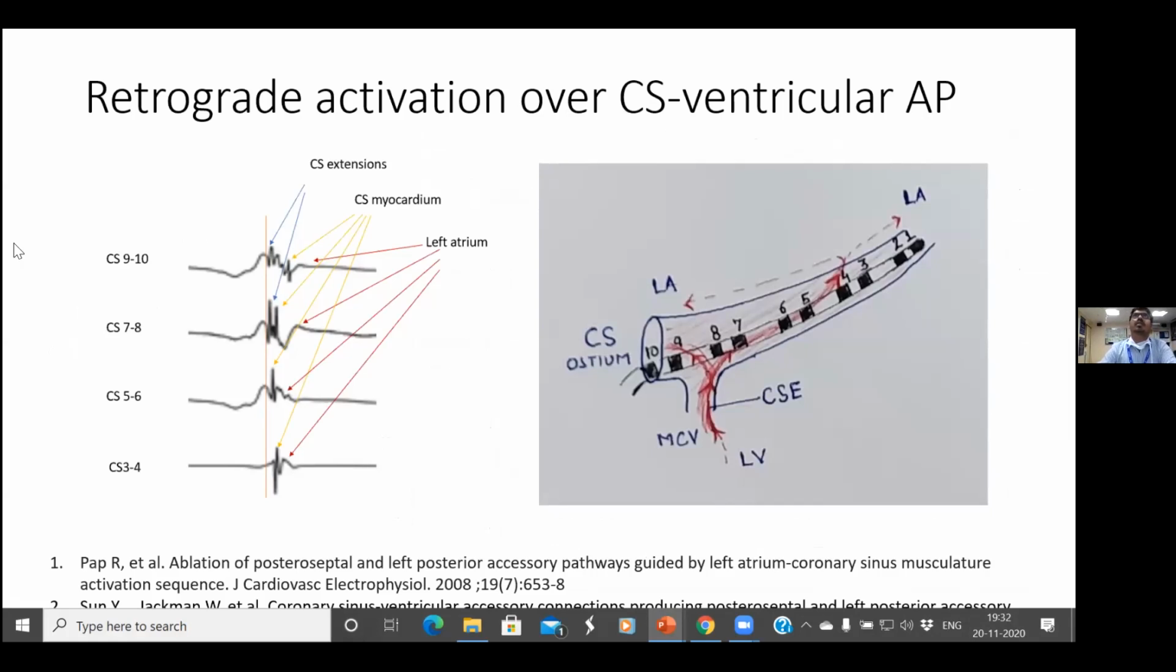Like in this case, we can see the local field potentials are seen from the CS before the far field LA potentials.